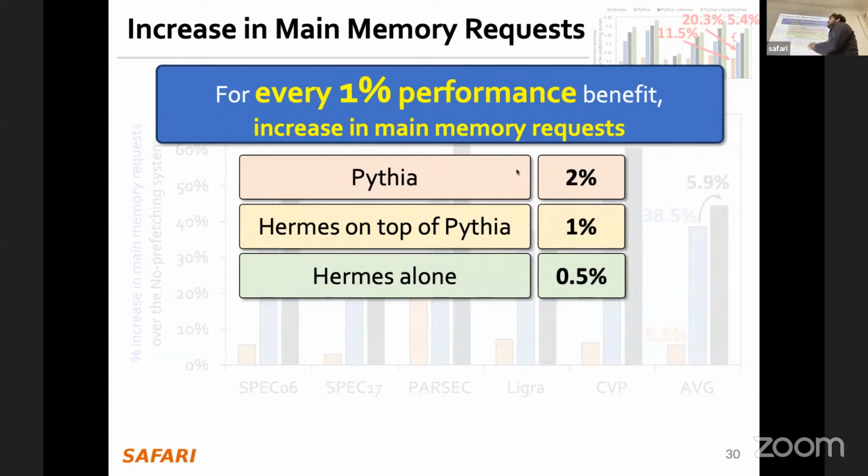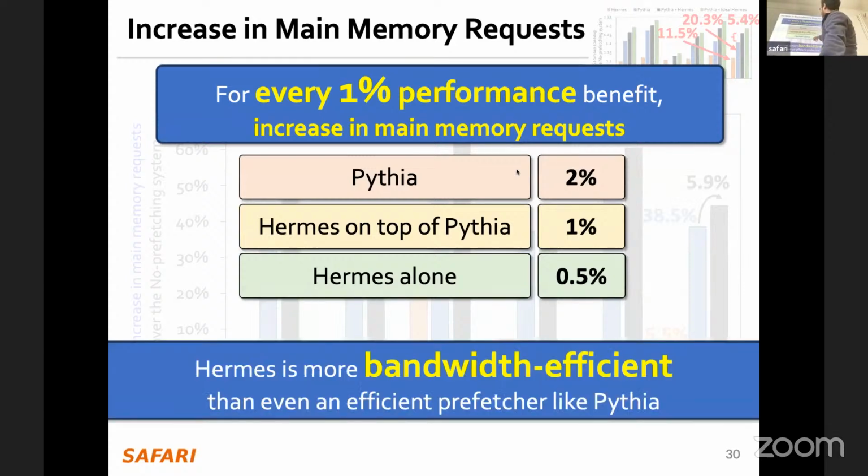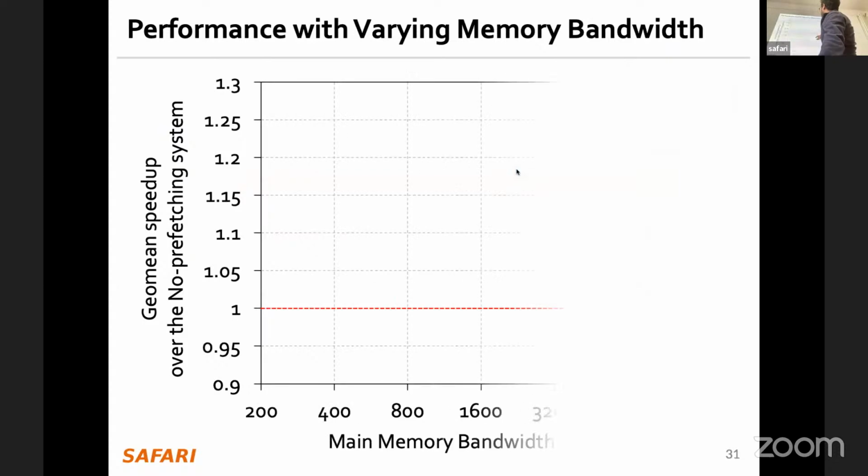So it basically says that in case your DRAM bandwidth is already very limited, which is typically the case for large scale server processors, where lots of computation is going on in every core and you don't have ample bandwidth remaining, Hermes would be a better alternative to improve performance. So that's the key takeaway here: it's more bandwidth efficient than the previous prefetchers.